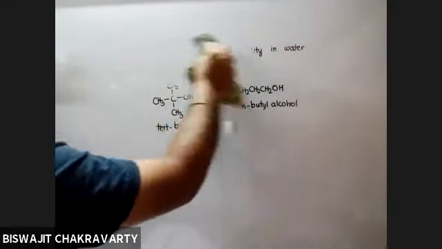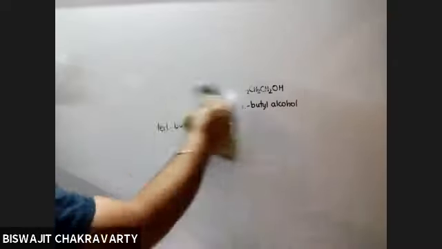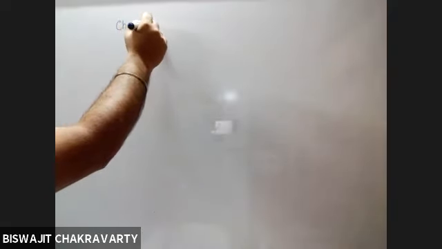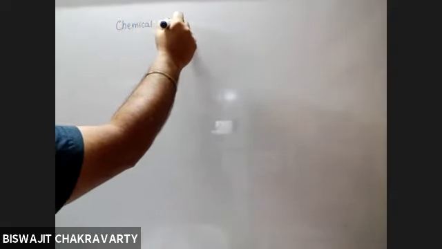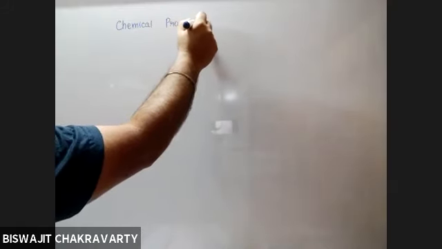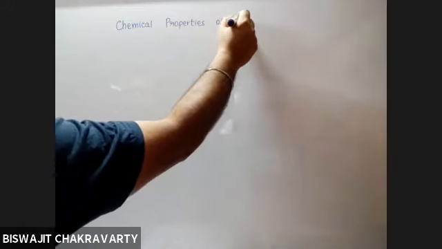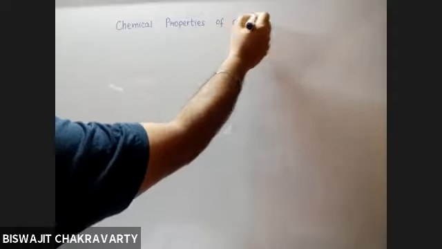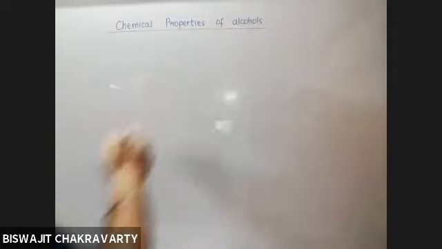So these are the points to be understood under physical properties of alcohols. Boiling point and solubility are two important aspects that we need to understand. After discussion of physical properties of alcohols, we now move on to chemical properties of alcohols.